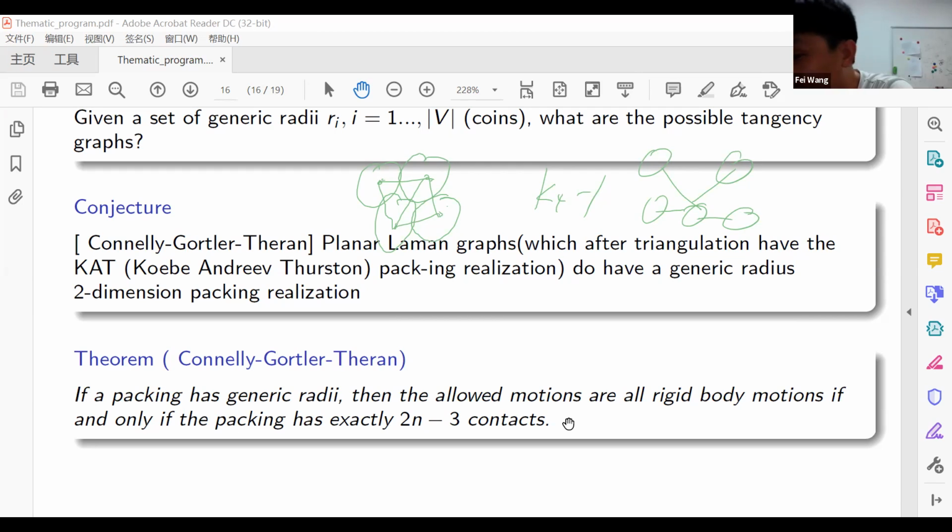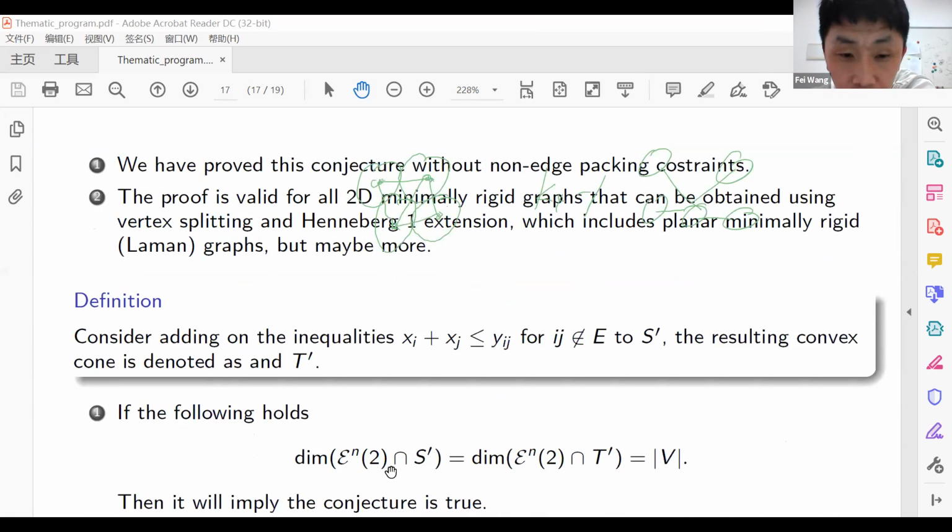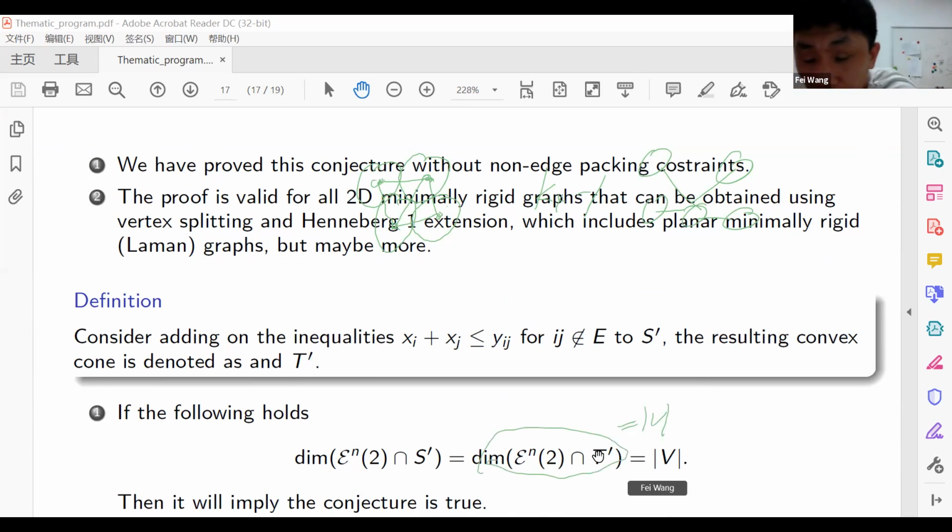Because to be generic, it means that we have v points, right? We have these coins. So generic means the dimension of this should be v. So each radius can move. It's independent, and that's what we call the genericity of the radius.